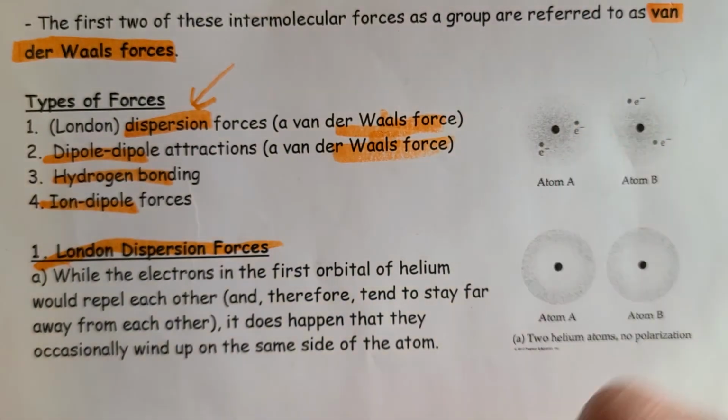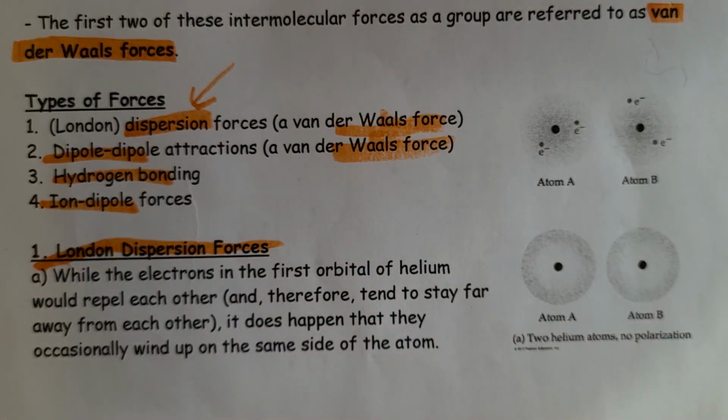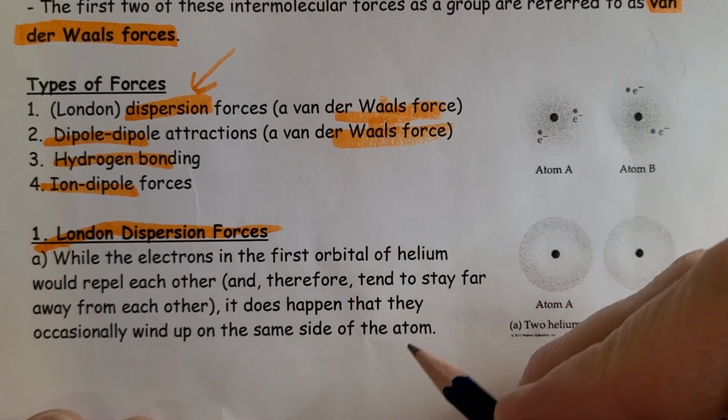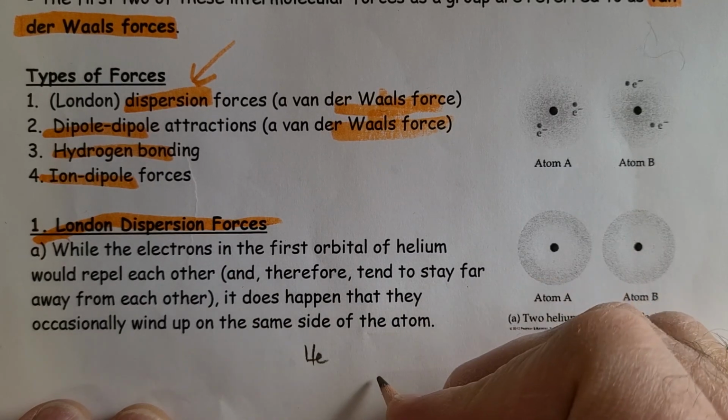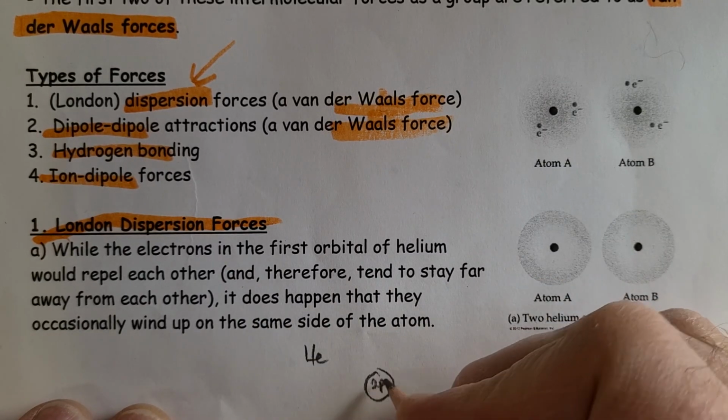While the electrons in the first orbital of a helium would repel each other and therefore tend to stay far away from each other, sometimes it happens that they wind up on the same side of an atom. So if we look at helium, we of course know there's 2 protons and 2 electrons.